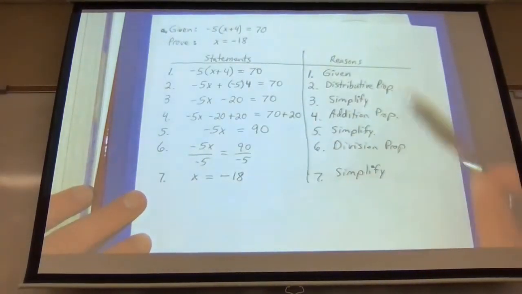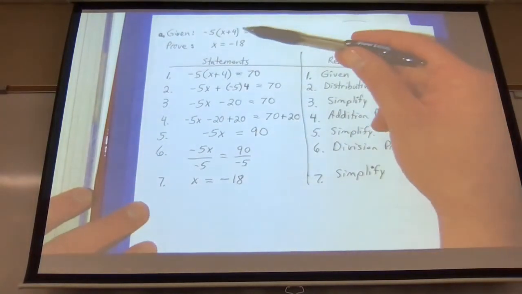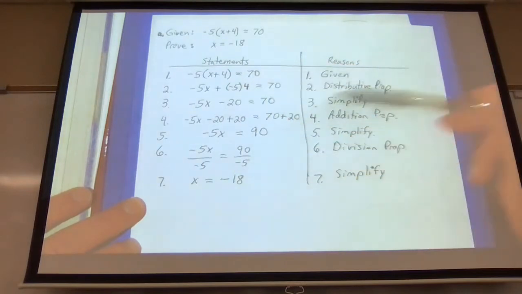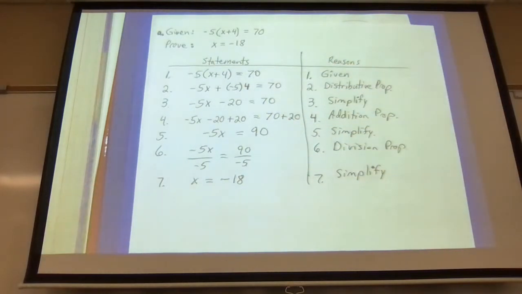This right here is a 2-column proof. Started with your given, you worked through all your steps until you got to the proof statement. For each step, you had a reason to explain why you did what you did in that step. That's a 2-column proof.